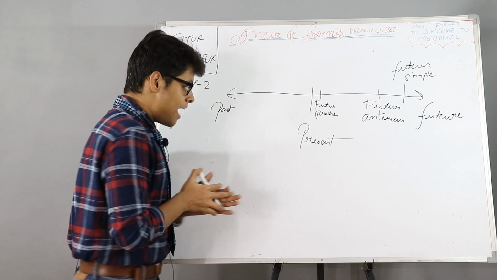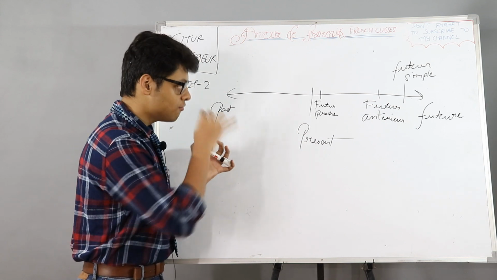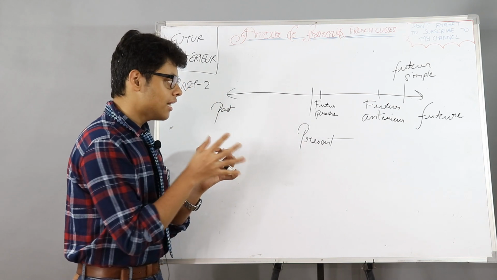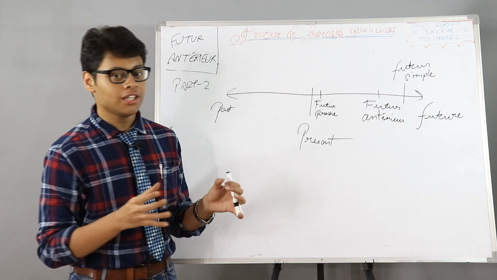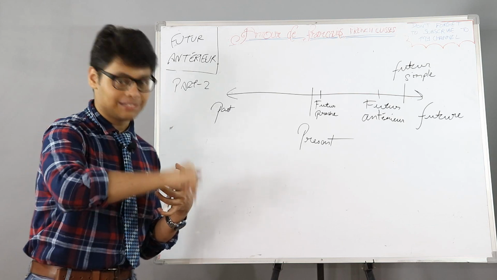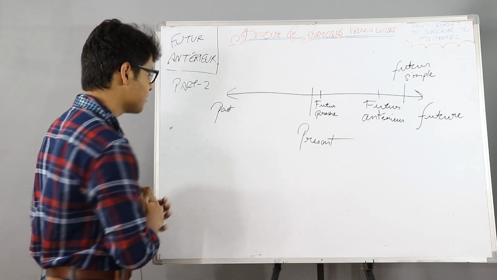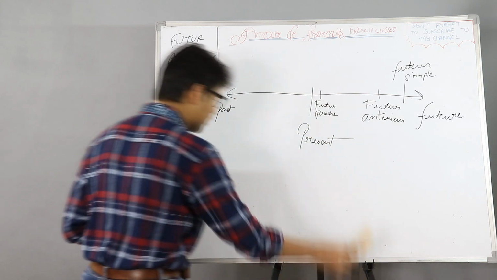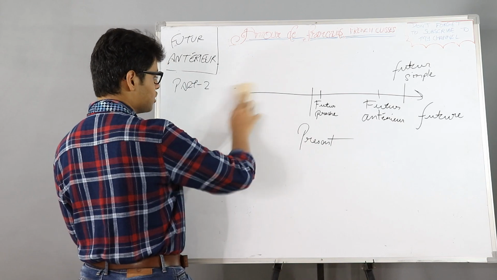It may happen that a sentence has two at once, like futur simple is also there, futur antérieur is also there. This case we will discuss within a few minutes in today's video only, don't worry about that. So that's all for the timeline, moving towards the next usage.